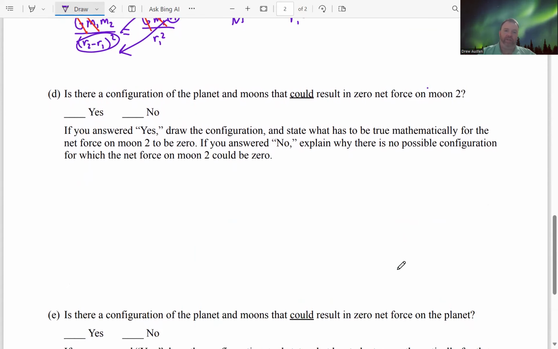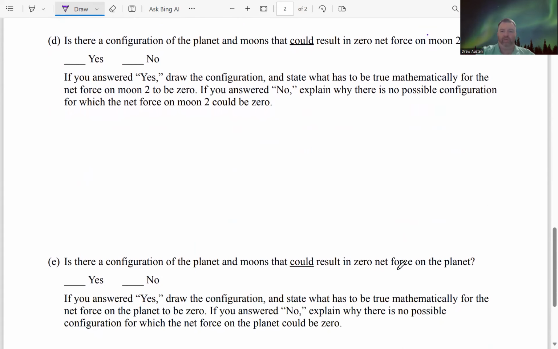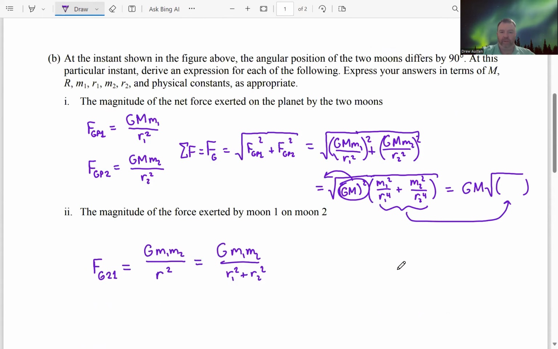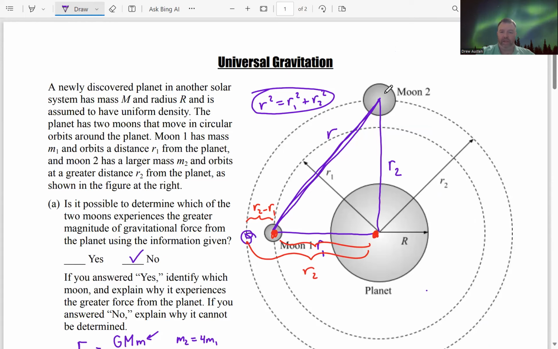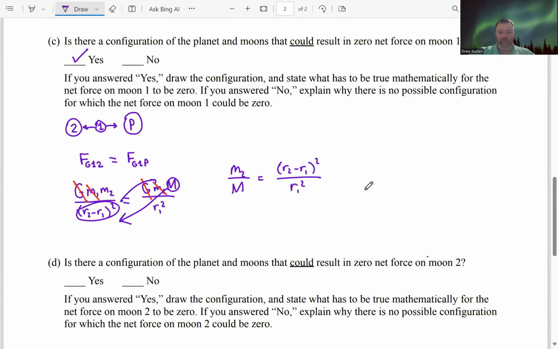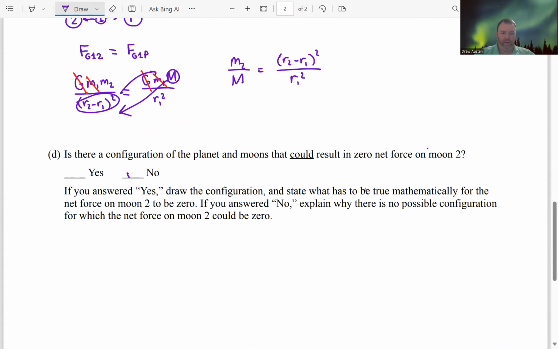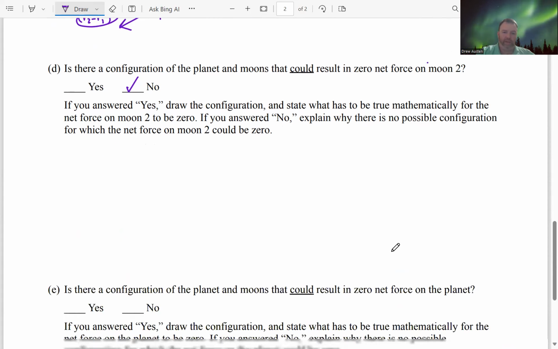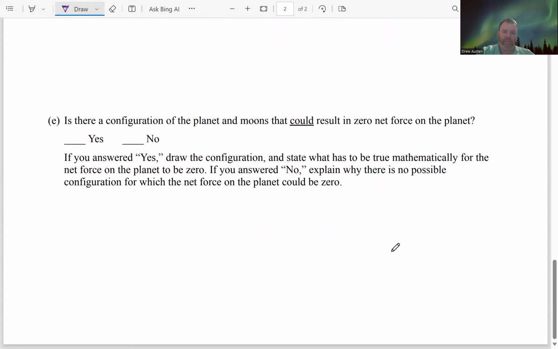Part D, is there a configuration of the planet and moons that could result in a net force on Moon 2? We're going back to this diagram again. Since Moon 2 is on the outer edge, no matter how the planets are lined up, Moon 2 can never end up between Moon 1 and the planet. So the two forces would always pull in either the same direction or at least have a component in the same direction. It's impossible for Moon 2 to end up between them, so it's impossible to have two forces in opposite directions. So for this one, we could just say no, and then mention the fact that you cannot get Moon 2 between Moon 1 and the planet to have forces in opposite directions.